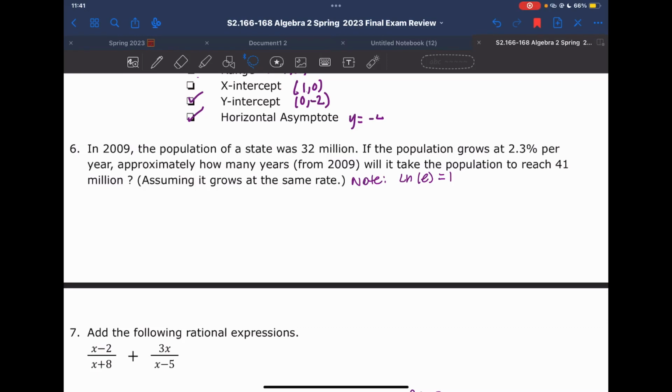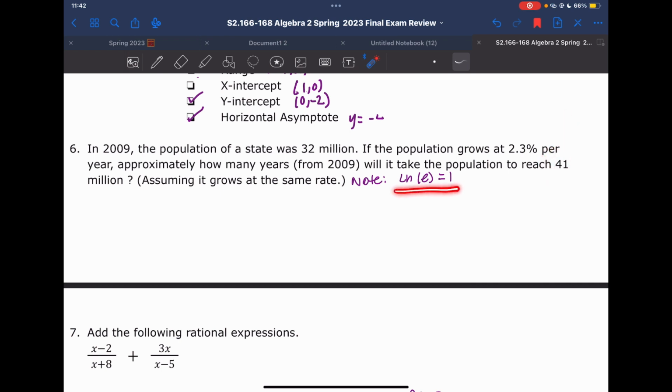In 2009, the population of a state was 32 million. If the population grows at 2.3% per year, approximately how many years from 2009 will it take the population to reach 41 million? Okay, so this is where you start. This is going to be your initial, your present. The 41 will be your future.